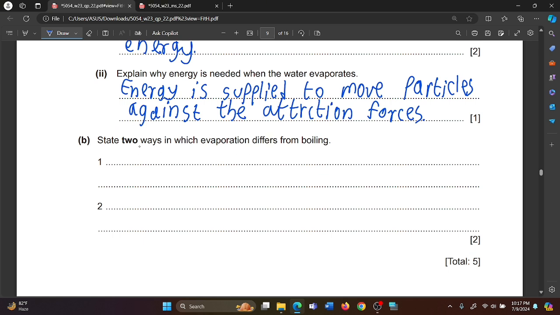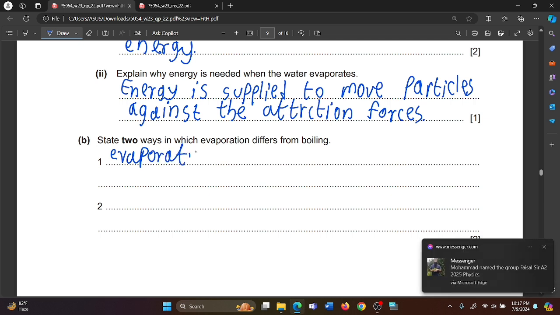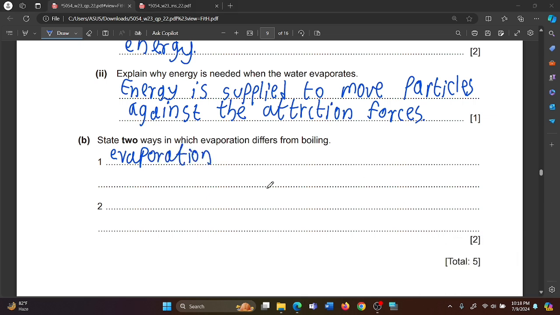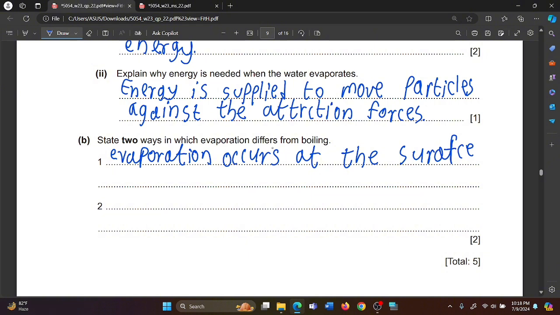So we should write properties of evaporation instead of boiling. Let's look at the first point. We know that evaporation occurs at the surface. So let's write: evaporation occurs at the surface. That's one difference. And the next difference could be, whenever boiling occurs, we experience some bubbling in the water.